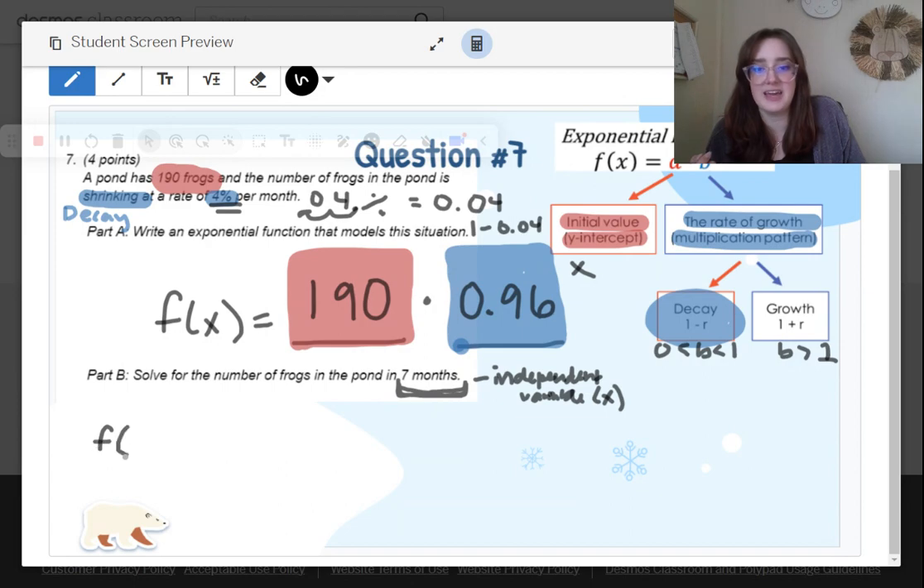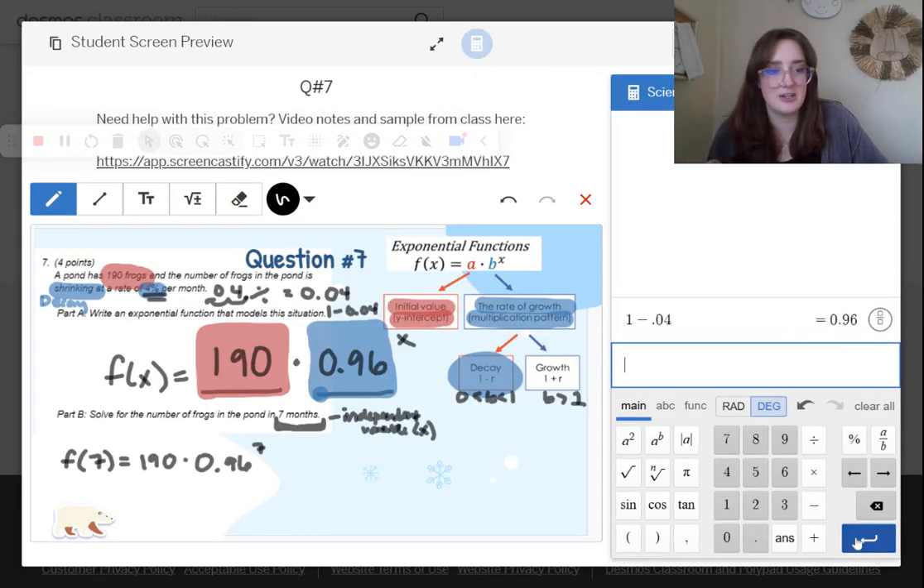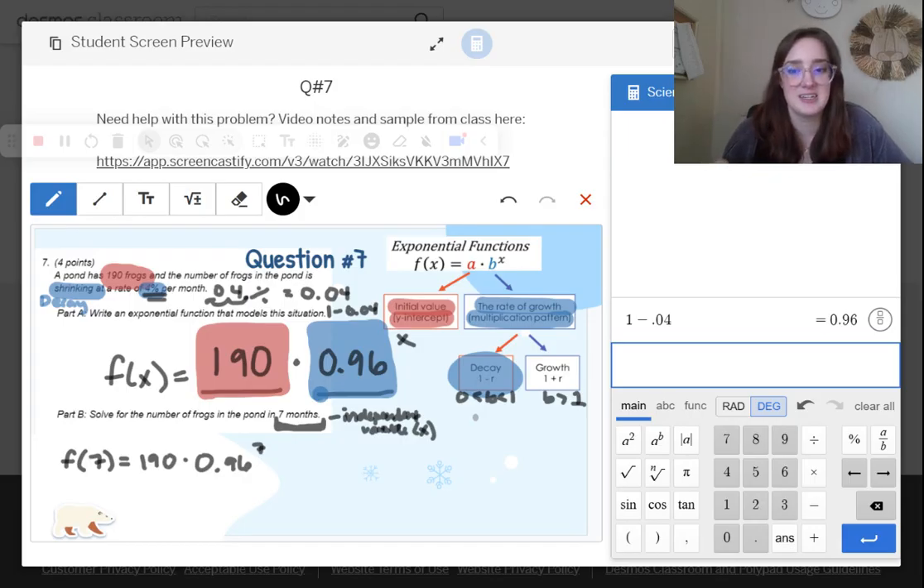So F of, instead of X, we're replacing X with 7, so we're doing just some substitution here. Plugging in 190 times 0.96 to the power of 7. And again, this is where that calculator comes really good and handy. We're going to click on this button down here. And on your exam, you will have this calculator on your exam. You'll be able to do the same stuff. And for your exam at the end, when we take our screenshots, make sure you're including your calculator in your screenshots. Otherwise, I don't want us to get docked points. So if we're using the calculator, I want to make sure we're showing that in here.